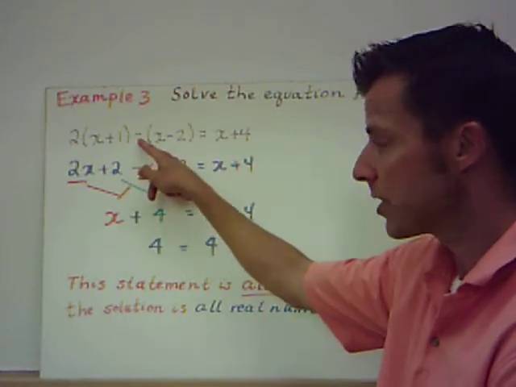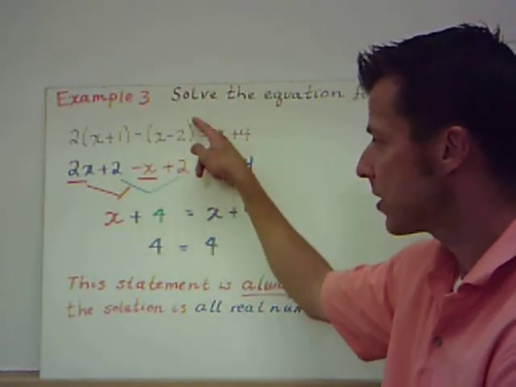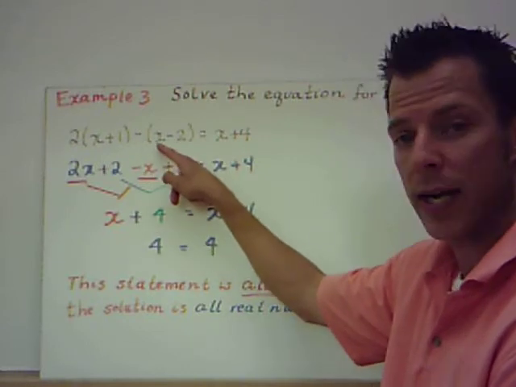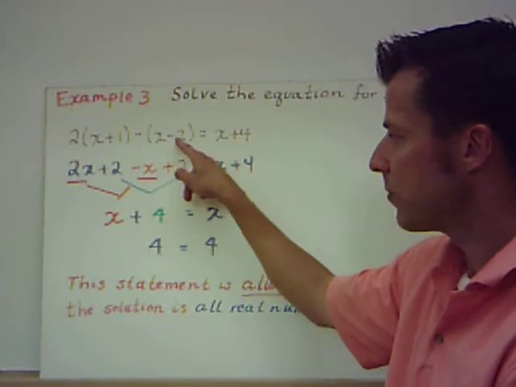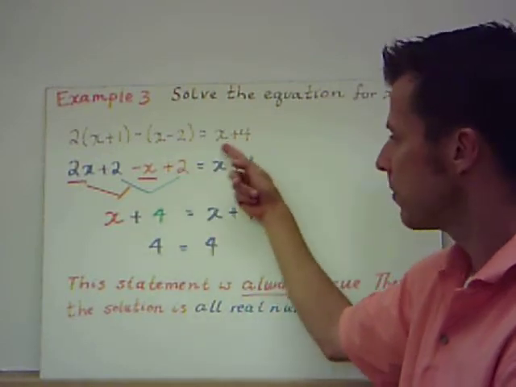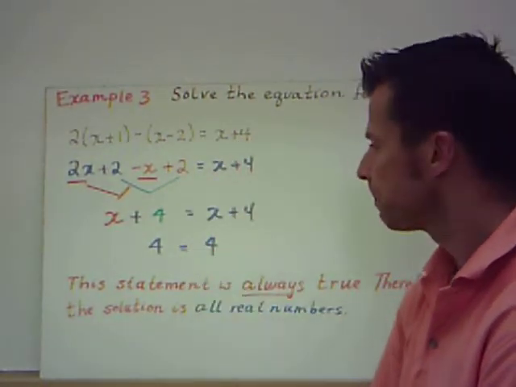Okay, so when you see just a minus there, you're really saying the opposite of this expression in parentheses. Opposite of positive x, or adding x, is subtracting x. The opposite of subtracting 2 is adding 2. And x plus 4 just drops down.